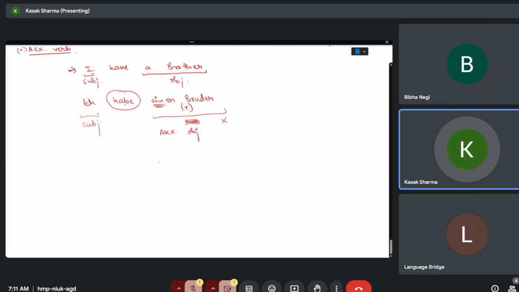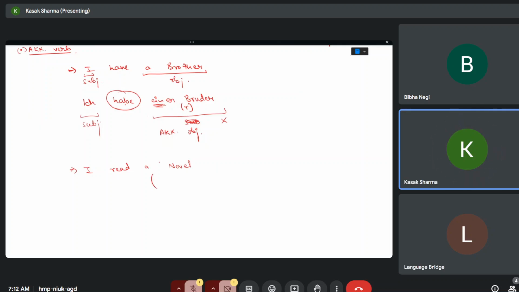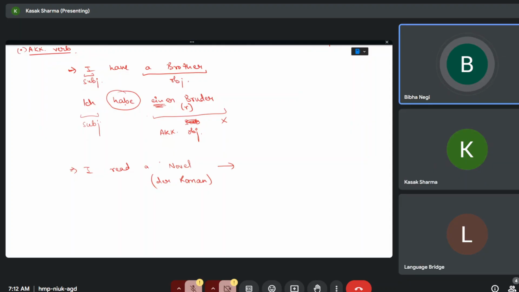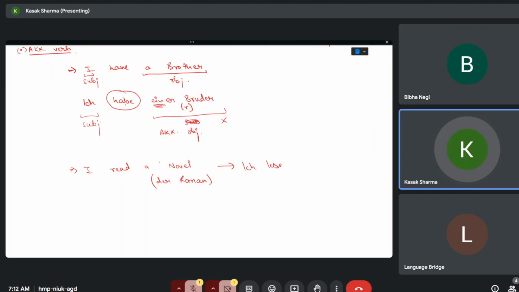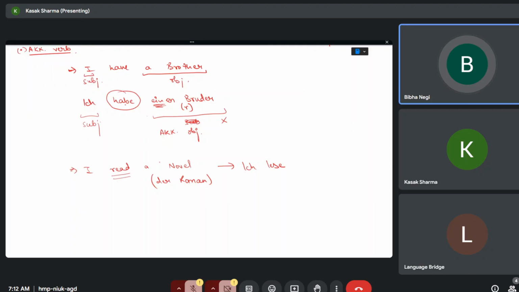Related to haben, we have so many other accusative verbs. For example, I read a novel. Any idea what novel is called in German? It is "der Roman". Can you try this one? I read a novel. "Ich lese"... And lesen is an accusative verb.